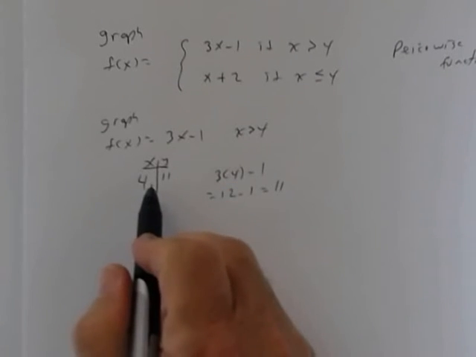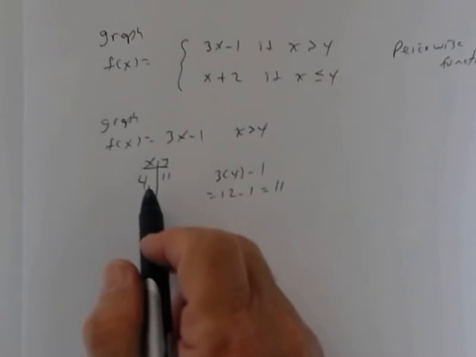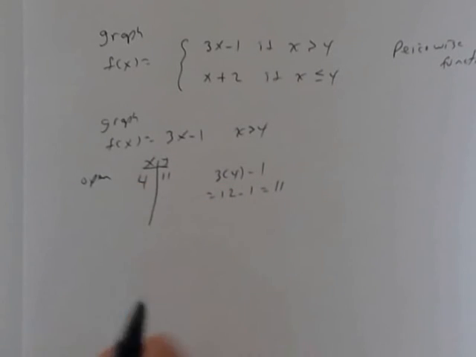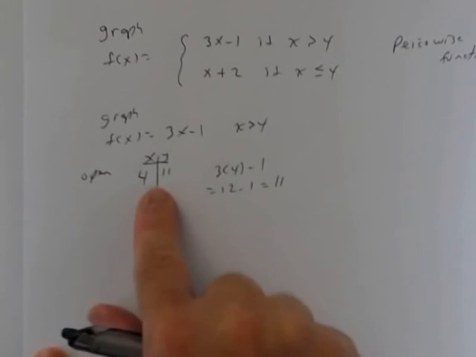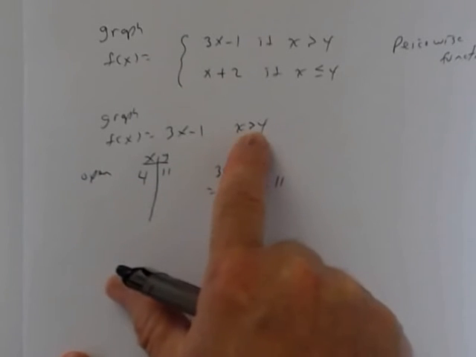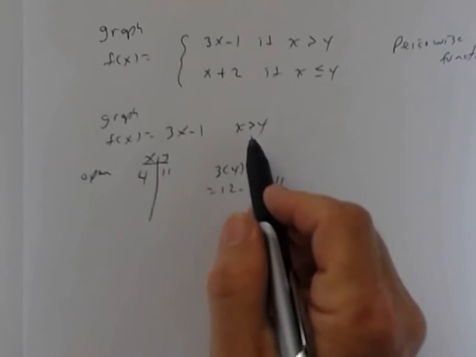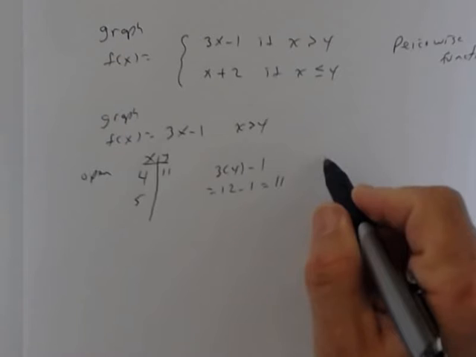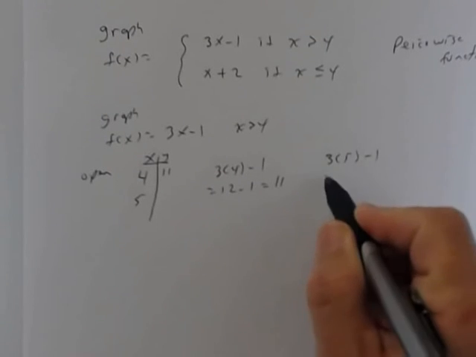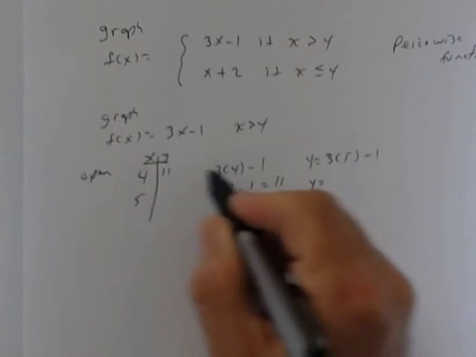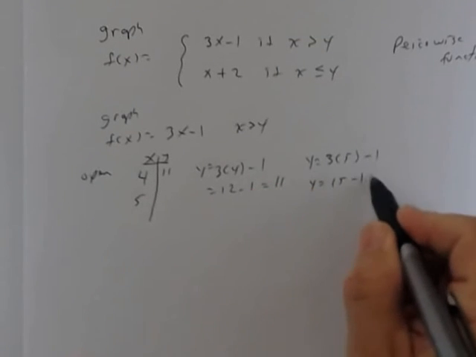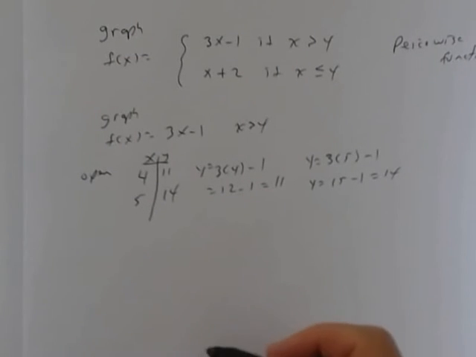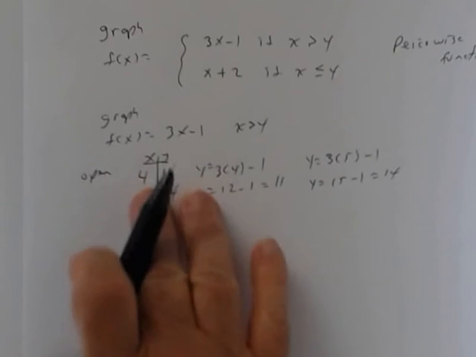Now, when I plot that point, though, am I going to plot it as a closed circle or an open circle? Very good, because this has no equal sign, it's going to be an open circle. And I need one more number for x. So you got to pick a number that's in here, though. 5, okay? You can't pick anything less than 4. It's got to be bigger than 4. So this time I'm going to get 3 times 5 minus 1. So y is going to equal 15 minus 1, which is 14. All right, and then in a little while we're going to graph this.